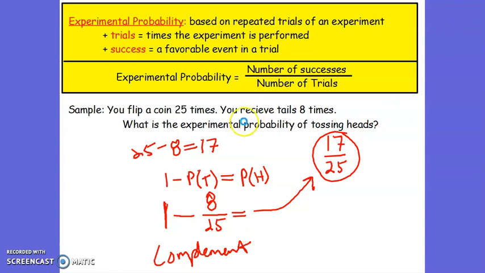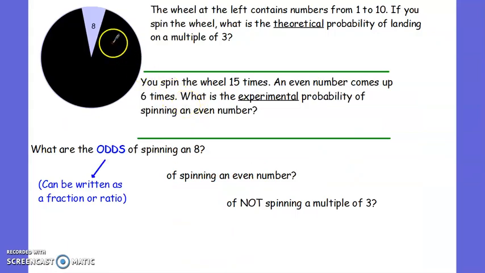Tell you what, let's try this one out. How about we talk about a spinner? If you had a number spinner, so you take your finger and you twirl it around there, and it comes up with a number. For the wheel at the left, there are 10 numbers hidden underneath this black spinner here. If you spin the wheel, what's the theoretical probability of landing on a multiple of 3? Again, remember that they're numbered from 1 to 10.